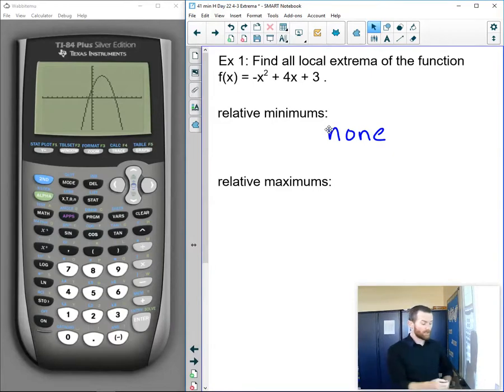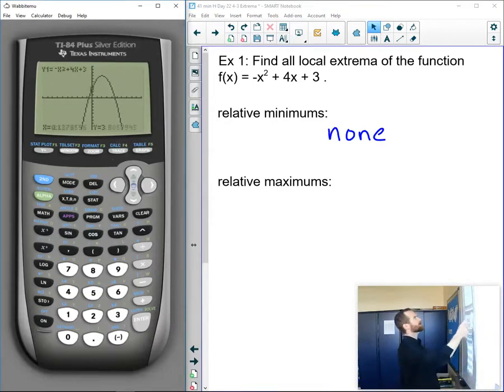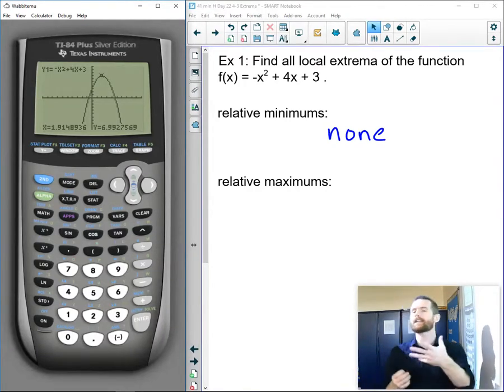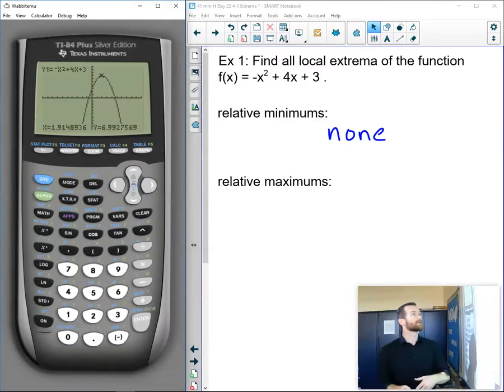I do see a relative maximum, though. That point right there. I need to trace just so I can show you where I'm looking. That point right there, again, I can't get exactly there by tracing, but that point right there is a relative maximum. In fact, it's an absolute maximum. It's not just a local extremum, it's an extremum itself. That's tough to say, extremum.